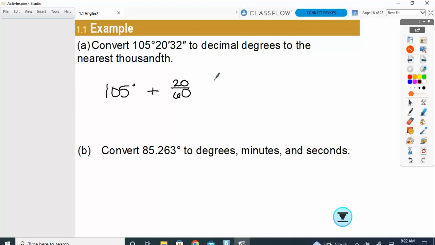All right, seconds. Think about time for a second. How many seconds are in an hour? 3,600. 60 times 60. So for the seconds, we have to divide it by 3,600. So we're essentially changing each of these into degrees, so we set them up in fraction form. There's 60 minutes in a degree, 3,600 seconds in a degree, so we divide those, and then we just put the whole thing in our calculator. So I'm going to type in 105 plus 20 over 60 plus 32 over 3,600.